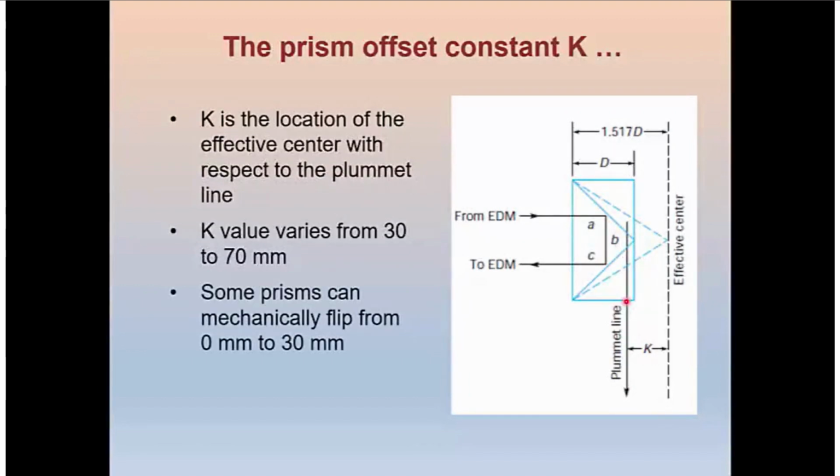Some prisms can mechanically flip from 0 millimeter offset constant to 30 millimeter. It's simply a screw mount where you can unscrew the prism, turn it around, and screw it in on the other side, and you'll essentially flip a 30 millimeter offset constant to a 0 millimeter offset constant. K is always subtracted from the measurement, so we would have to take our slope distance measurement and subtract off K.